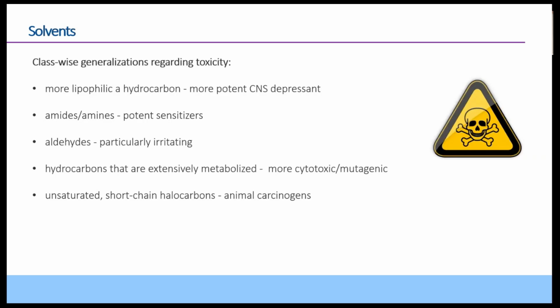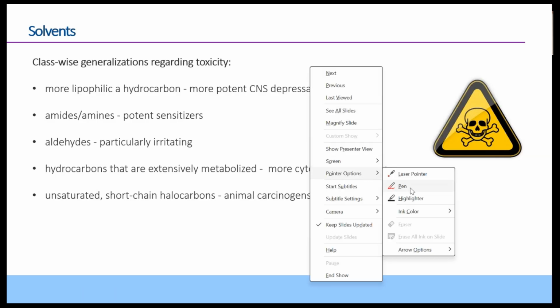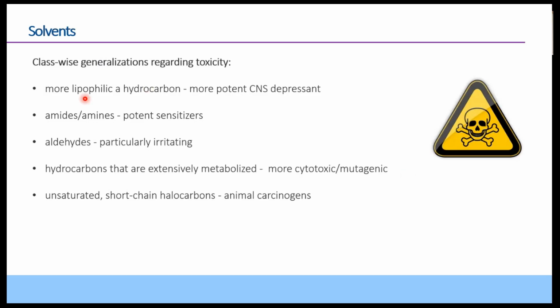Then moving on to solvents, the class-wise generalizations regarding toxicity. First, the more lipophilic a hydrocarbon is, the more potent a CNS depressant it can be. Then amides and amines are mostly potent sensitizers. Aldehydes are particularly irritating in nature. Hydrocarbons that are extensively metabolized are more cytotoxic or mutagenic. And the unsaturated short chain halocarbons are more often animal carcinogens.